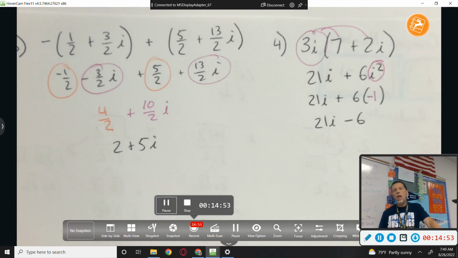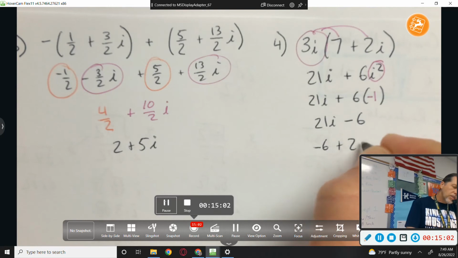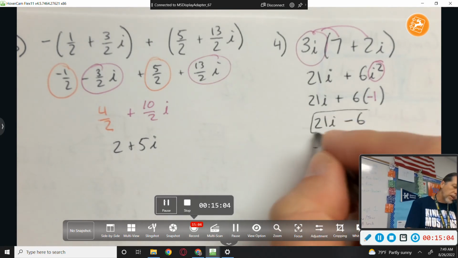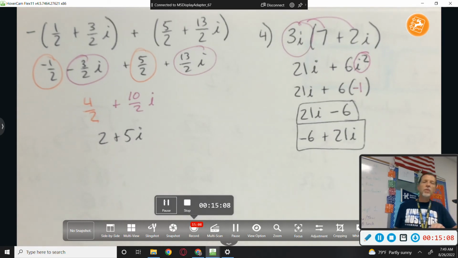And this is another place where that answer is not wrong, but we usually like the real part listed first. So negative 6 plus 21i. In fact, I'll just box them both because they're both acceptable.